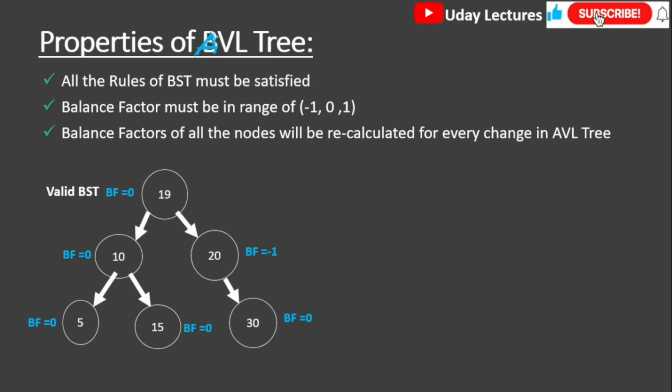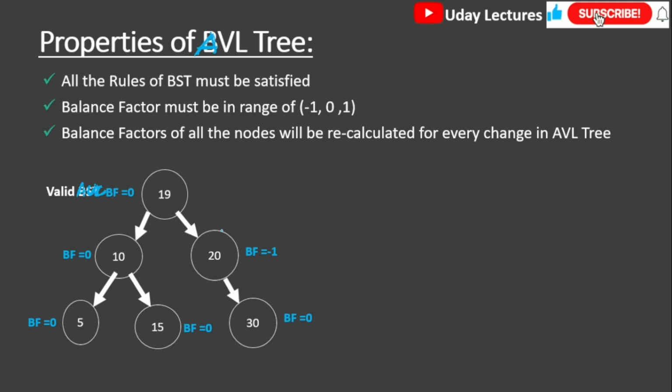So here you can see that I have this particular tree. This is an AVL tree. And here you can see that the balance factors are all within the range of -1, 0 or +1. Since the balance factors are within this range, we say that this is a balanced AVL tree, or a valid AVL tree.